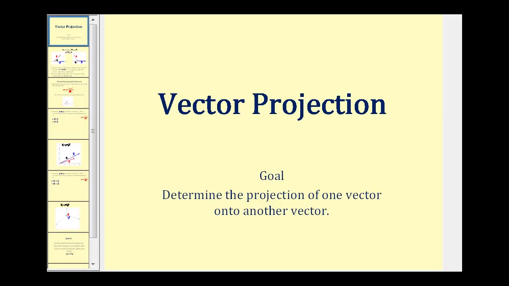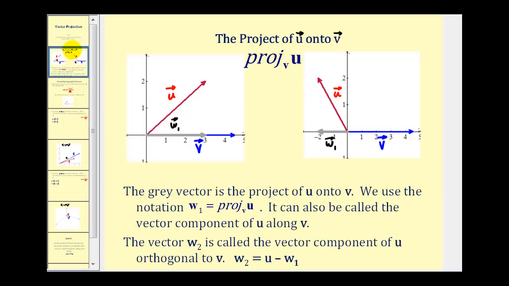Welcome to a lesson on vector projection. The goal of this video is to determine the projection of one vector onto another. So if we want to project vector u onto vector v, we use this notation here. Vector u is being projected onto vector v.